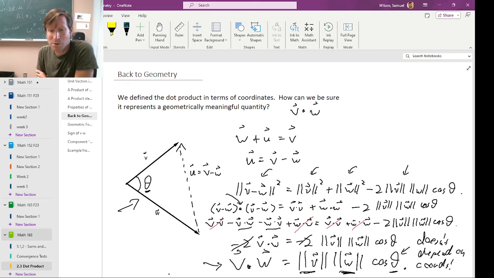So this dot product doesn't depend on the coordinate system, which is kind of funny because the formula for the dot product looks like it should depend on the coordinate system because the coordinates of v and the coordinates of w show up. So this is the surprising thing about the dot product, and it's kind of the reason the dot product is important, really.